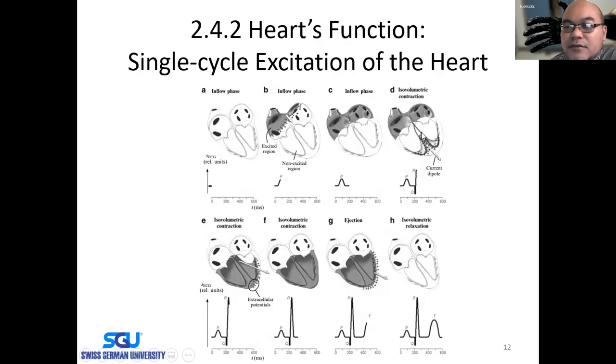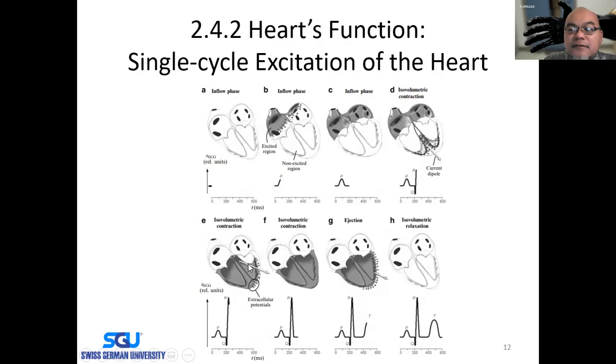electrical excitation goes into the bundle of His, and then starts going towards the branches in the ventricles. Here you see the dipole is now located here. It means that the electrical field is directed downward. This will then make the blood fill both chambers, from the atria, in what we call the isovolumetric contraction.